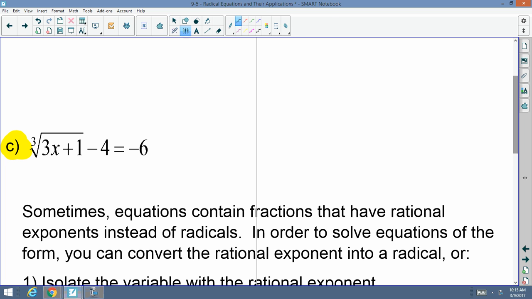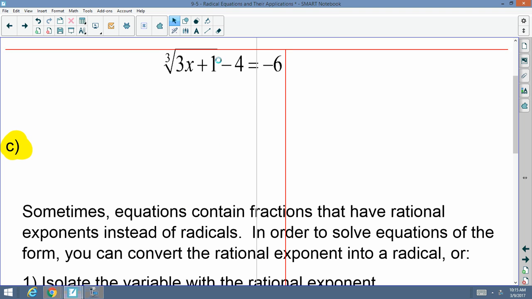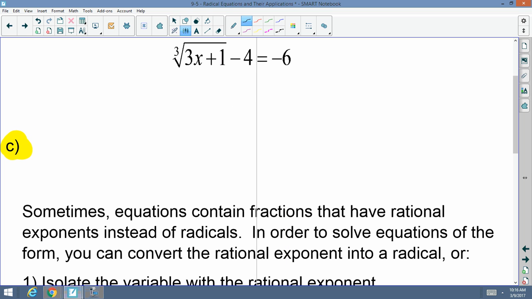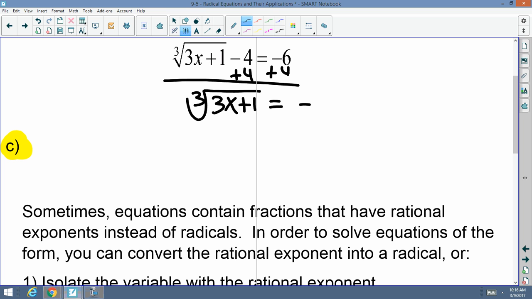First off, what's the first thing I taught you to do when you're trying to solve a radical? You want to isolate the radical. How do I do that here? You're going to add 4. So I've got the cube root of 3x plus 1 equals negative 2. Does everybody see that?